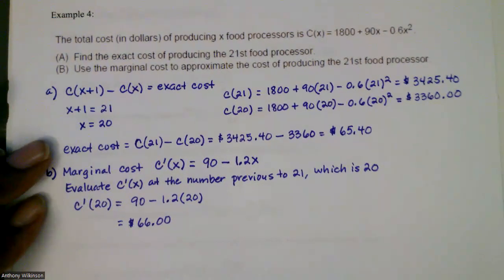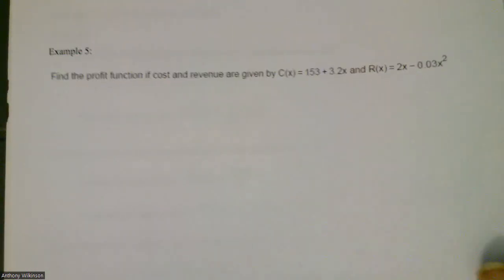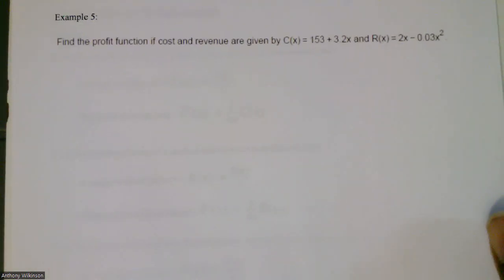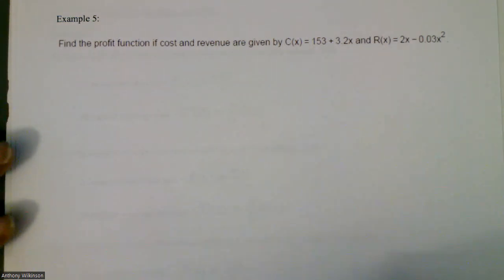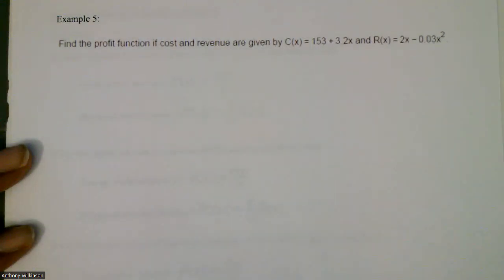All right, example 5 is this. Find the profit function if cost and revenue are given by c of x is equal to 153 plus 3.2x, and r of x is equal to 2x minus 0.03x squared. Okay, so here we're just finding the profit function. We're not having to find the marginal cost, just the profit function.